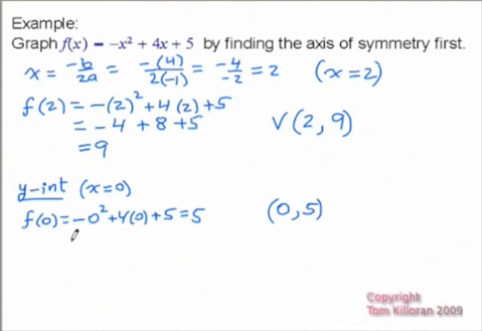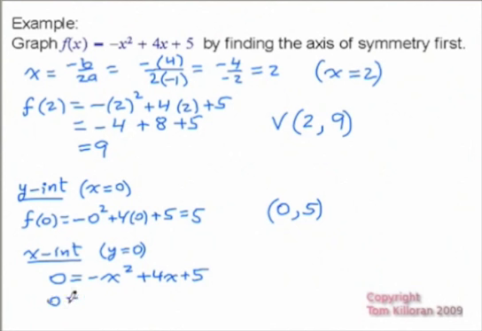And then we can find our x-intercepts, and I hope I have enough room. And we're going to let y equal 0, or the whole thing equal 0. So we're going to have 0 is equal to negative x squared plus 4x plus 5. Now we could use the quadratic formula, but I'd rather try to factor it. To factor it, we need a positive x squared, so I'm going to multiply everything by a negative 1.